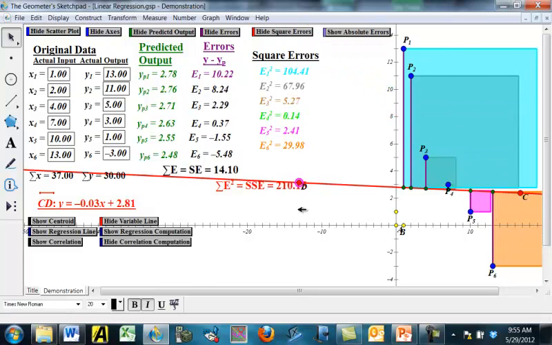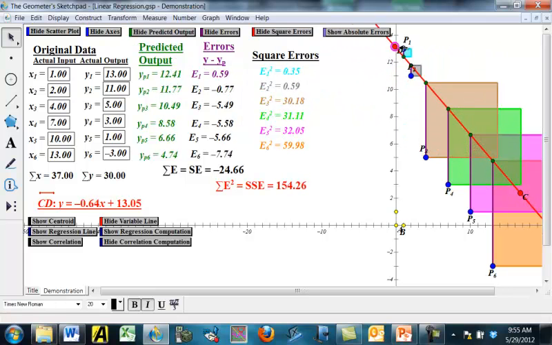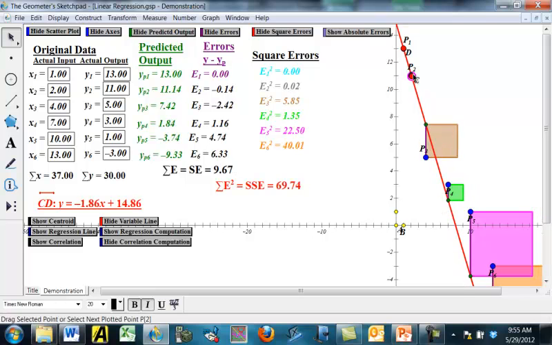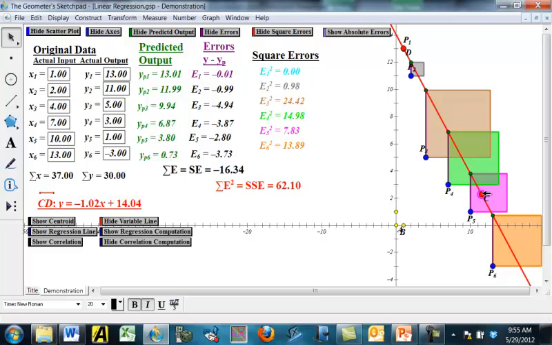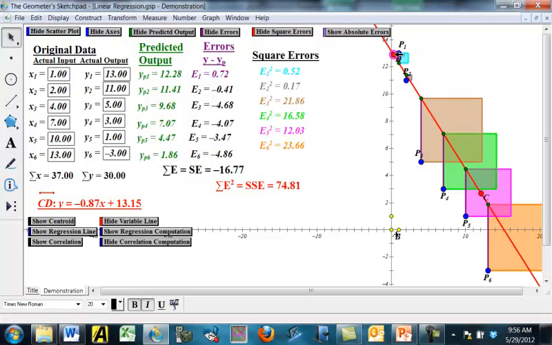So this is a really, really bad line here, huge SSE. Okay, this is better. We could take one that goes through the first 2 points. What does that give us? Something around 70 for SSE. Okay, what about this? Well, that's a little better, 62. Can we adjust it and make it better? What do we need to do?